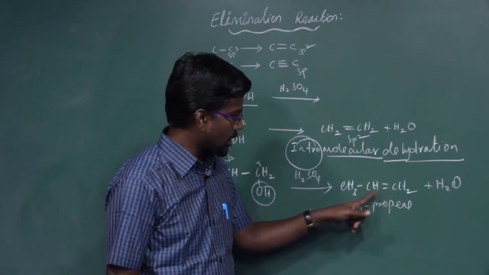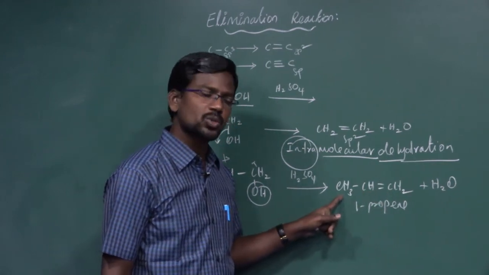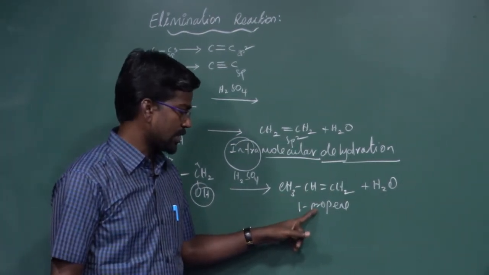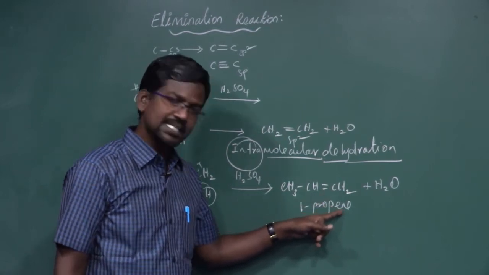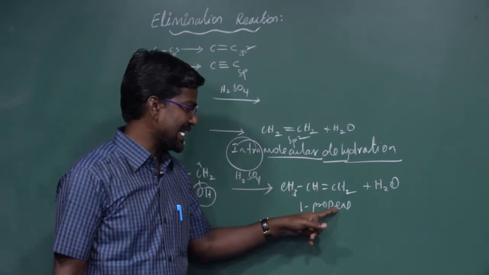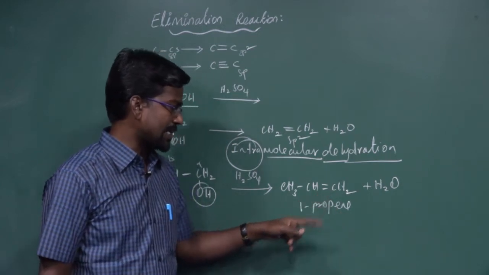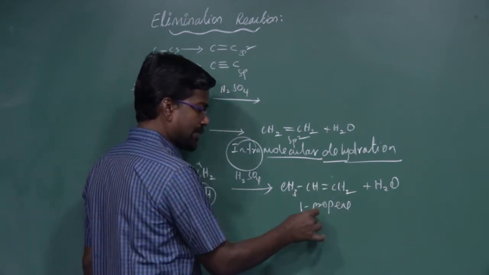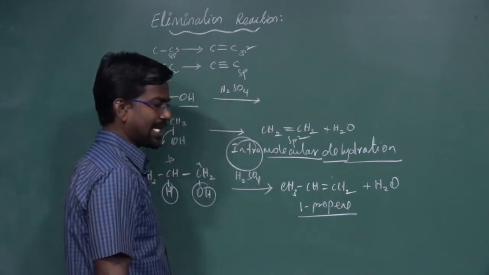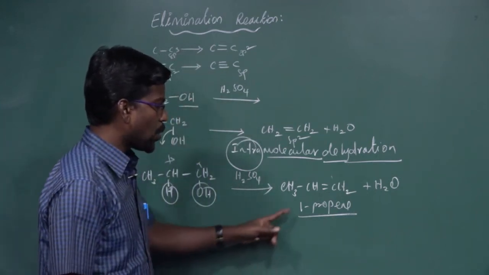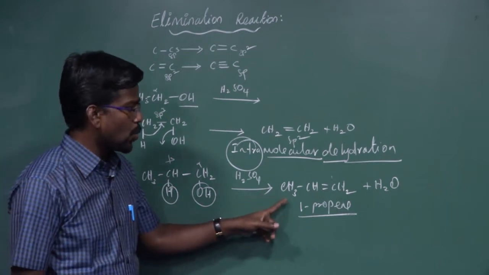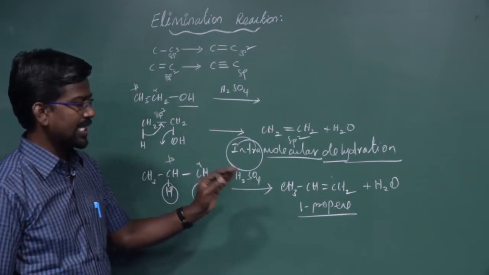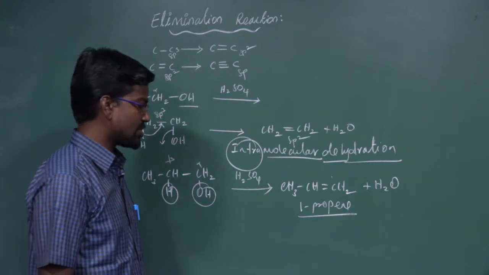It is 1-propene. Prop is the root word. Total how many carbons? 1, 2, 3 carbons, so the root word is prop. The carbon-carbon double bond is present at the first carbon, so the primary suffix is ene, and the compound is named 1-propene. So n-propyl alcohol can be converted into 1-propene. It is also one of the elimination processes.